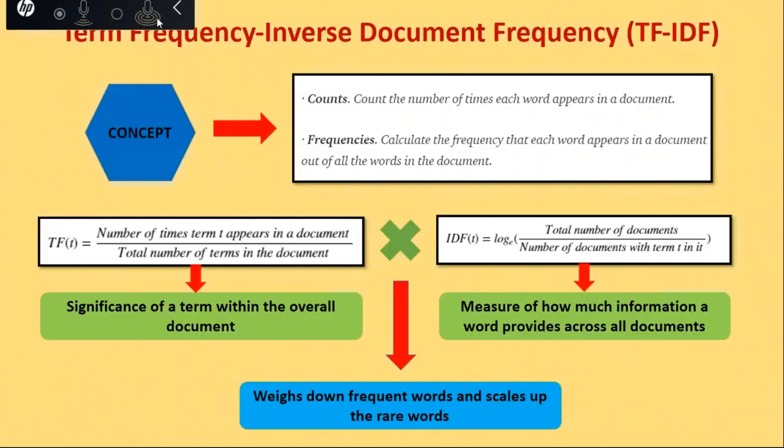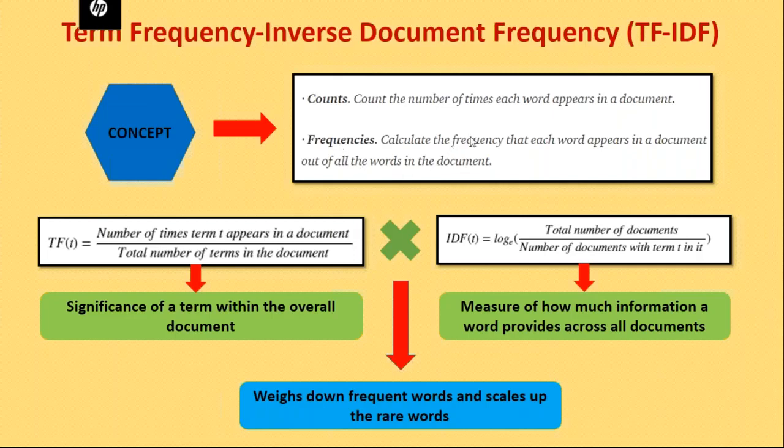The next method is TF-IDF, which stands for term frequency and inverse document frequency. The progression of TF-IDF with respect to bag of words is that in bag of words, we only count the number of times each and every word appears in the document. But in TF-IDF, the extra thing we do is also calculate frequencies. What kind of frequencies are we calculating here? We are calculating the frequency of each and every word that appears in the document with respect to all other words in the document.